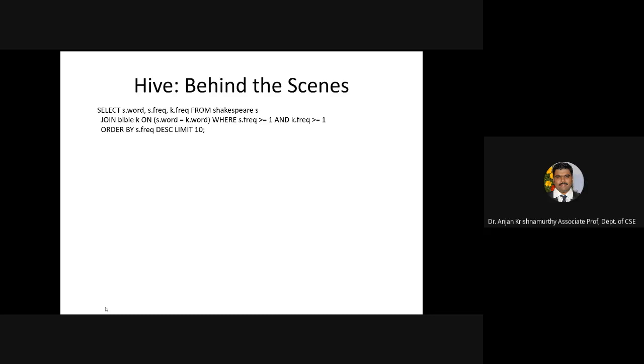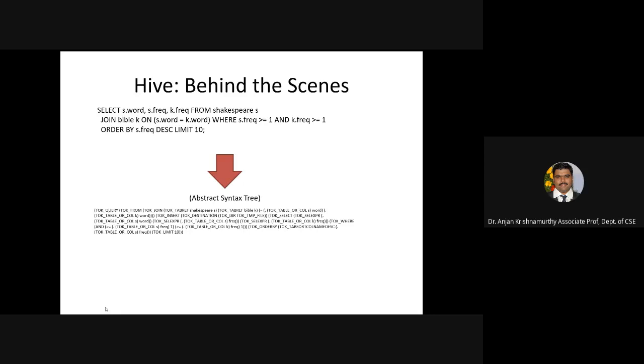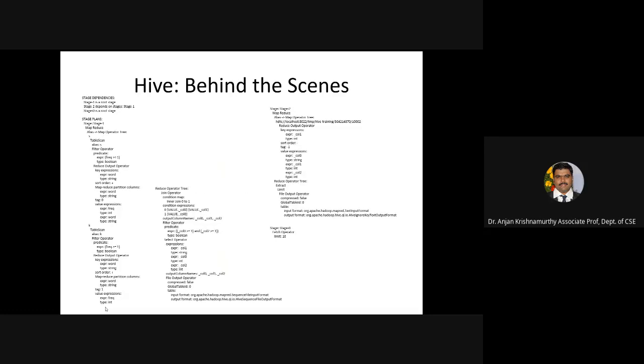Now we will have to see what happens behind the scenes when a query gets submitted to the execution engine of Hive. Once the query gets executed, it is converted into an abstract syntax tree, AST format, and then the data is broken down into a tree format. After this is done, you have one or more MapReduce jobs which handle this particular scenario.